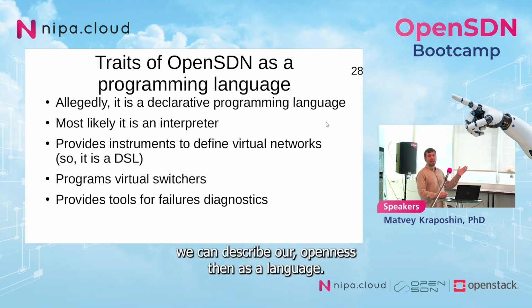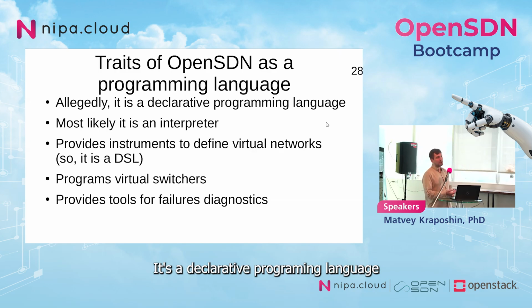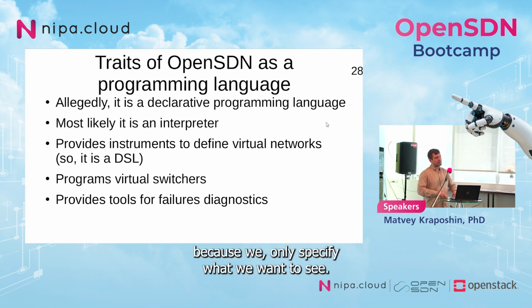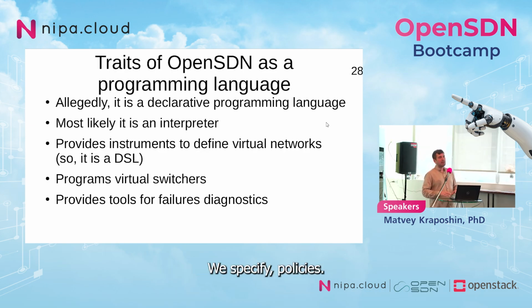And now we can describe our OpenSDN as a language. It's a declarative programming language, obviously, because we do not specify algorithms for how to process packets. We only specify what we want to see. We specify the configuration of the network, we specify policies. So it's a declarative language.